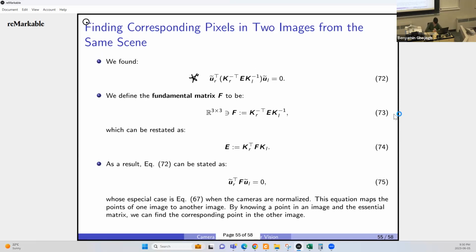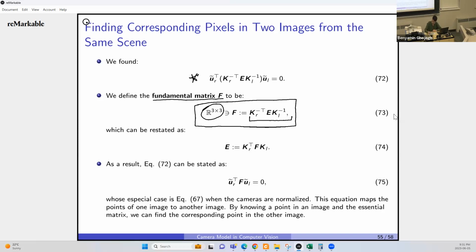I'm repeating it here. Now I define a new matrix, fundamental matrix F. So that was essential matrix. This is fundamental matrix. This is also a 3 by 3 matrix F. This is equal to KR inverse transpose E KL inverse. Okay. As you see, F and E are related to each other. Fundamental matrix and essential matrix are related to each other. So this is one of the very important matrices in computer vision. It has even a Wikipedia. We can take a look.